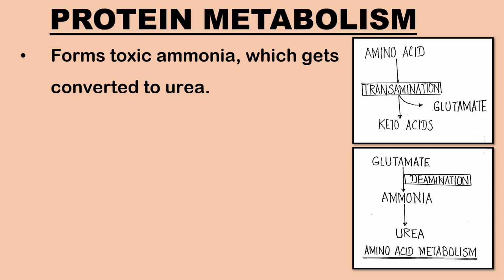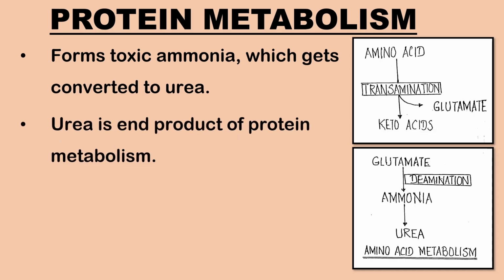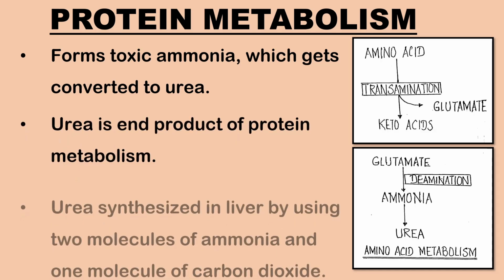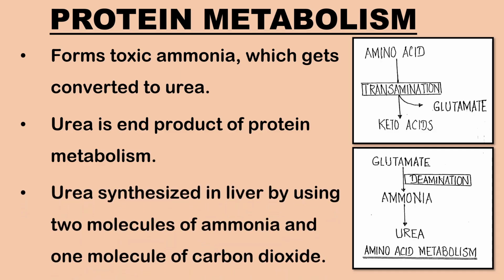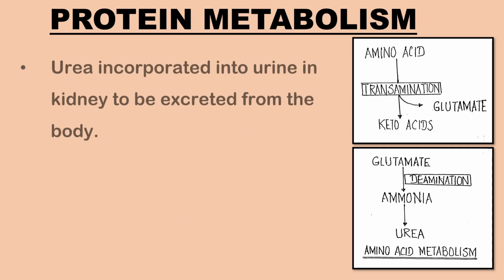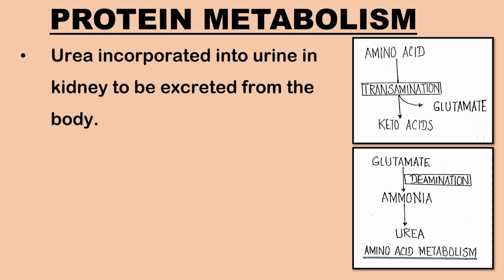Deamination of glutamate forms toxic ammonia, which is converted into urea. Urea is the end product of protein metabolism. Urea is synthesized in the liver by using 2 molecules of ammonia and 1 molecule of carbon dioxide. It is then converted into urine in the kidney to be excreted from the body.